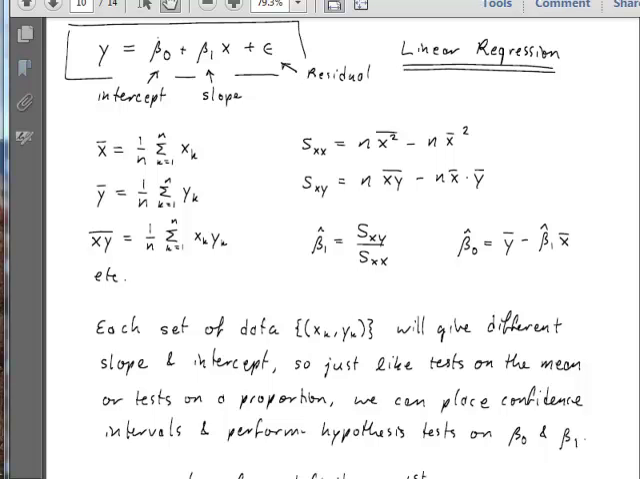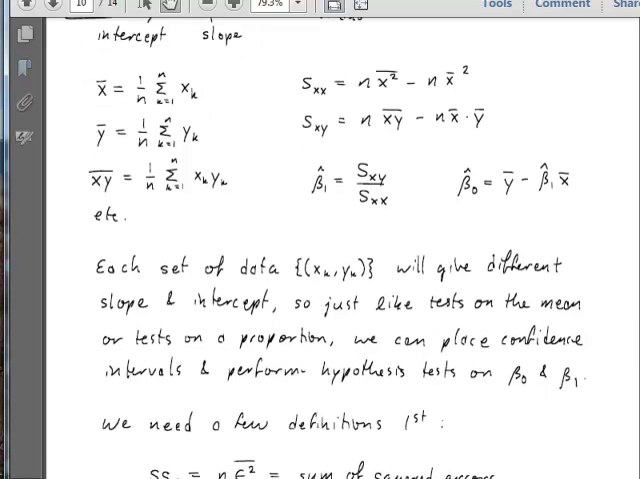Okay, so it's important to remember, as I pointed out last time, that every time we collect a new set of data, we will get a different value for the slope and the intercept. And so just like we did for tests on the mean of a proportion or tests on the mean of a distribution, we're going to be able to place confidence intervals and perform hypothesis tests to see whether certain statements will be true or false about the intercept and slope that we get from a particular sample.